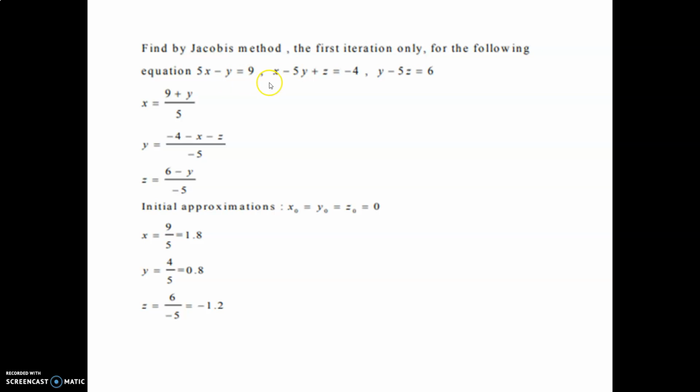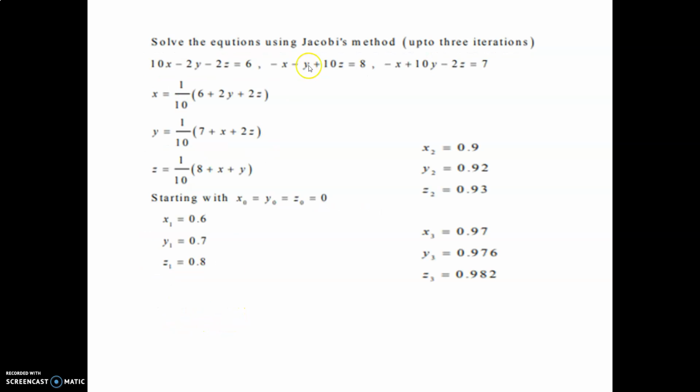Find by Jacobi's method the first iteration only for the following equations: 5x minus y is equal to 9, x minus 5y plus z equal to minus 4, y minus 5z is equal to 6. x is equal to (9 plus y) upon 5, y is equal to (minus 4 minus x minus z) upon minus 5, z is equal to (6 minus y) upon minus 5. For the initial approximation, we put x0, y0 and z0 as 0. So x is equal to 9 upon 5, that is 1.8, y is 4 upon 5, that is 0.8, z is 6 upon minus 5, that is minus 1.2.